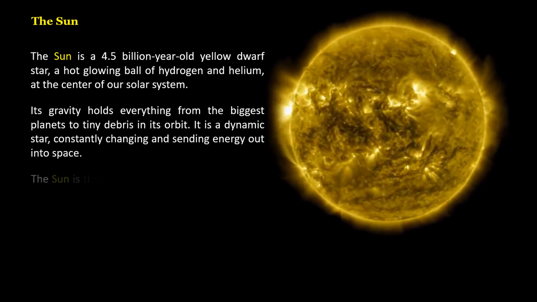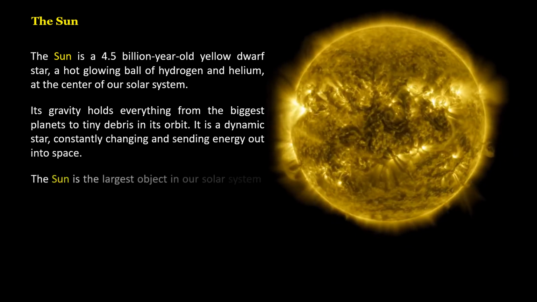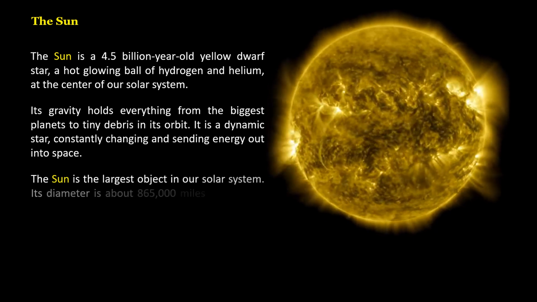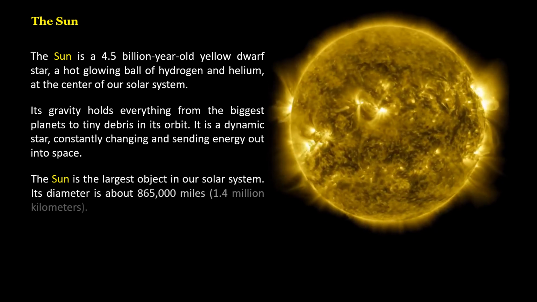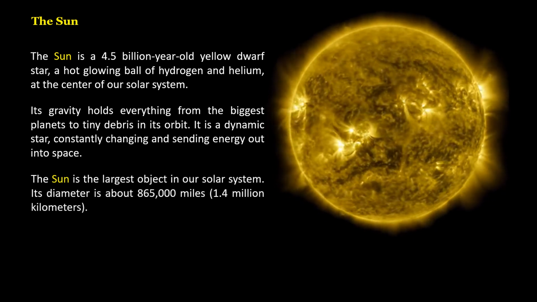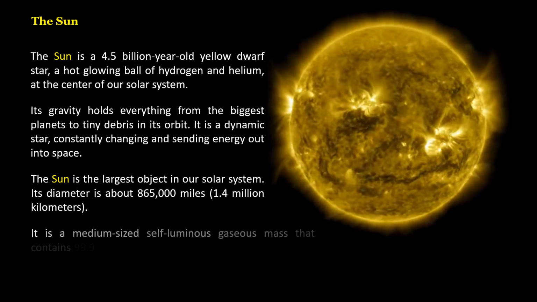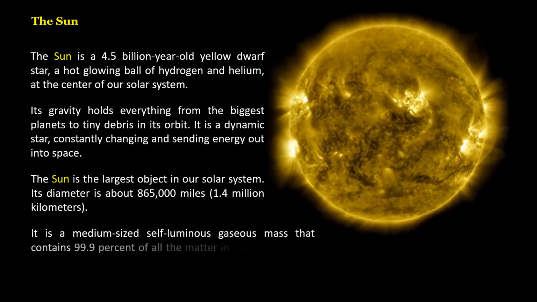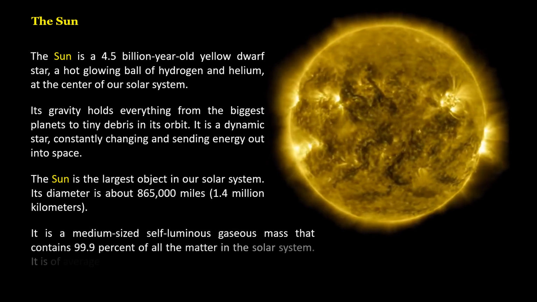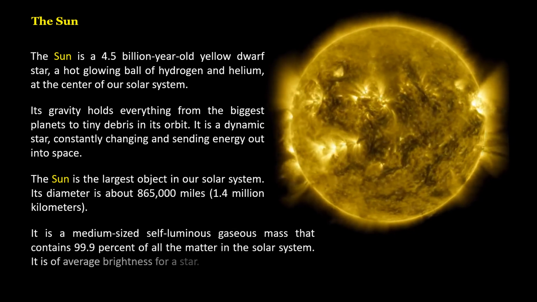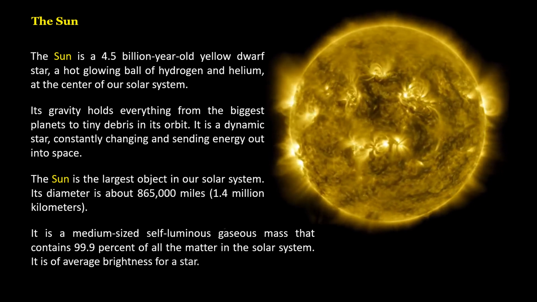It is a dynamic star, constantly changing and sending energy out into space. The Sun is the largest object in our solar system. Its diameter is about 865,000 miles, 1.4 million kilometers. It is a medium-sized self-luminous gaseous mass that contains 99.9% of all the matter in the solar system. It is of average brightness for a star.